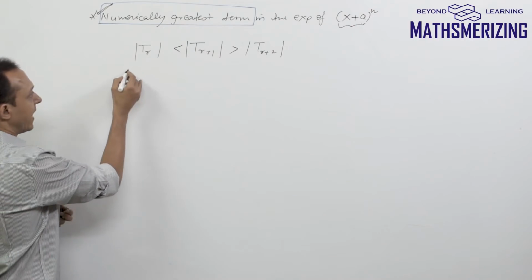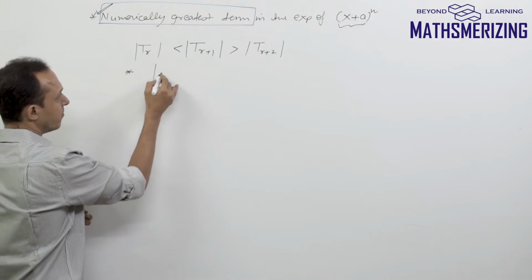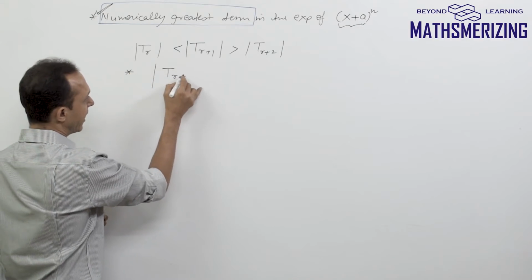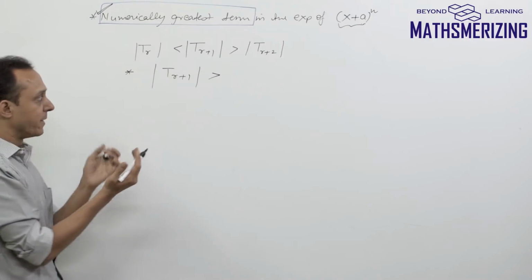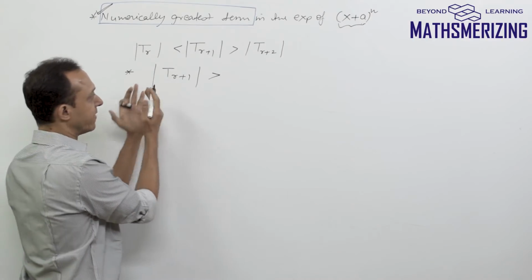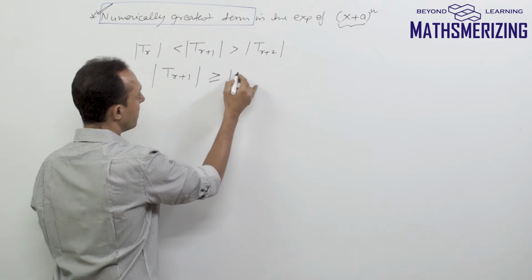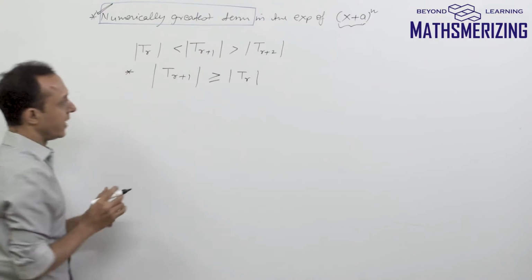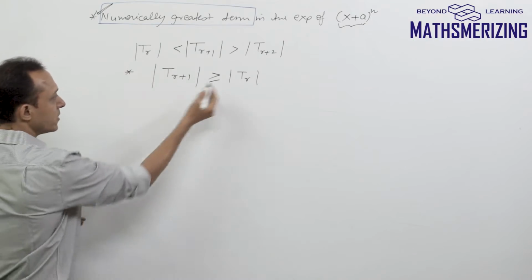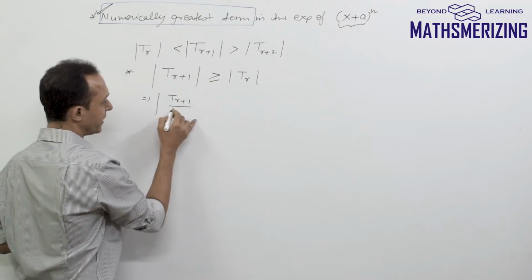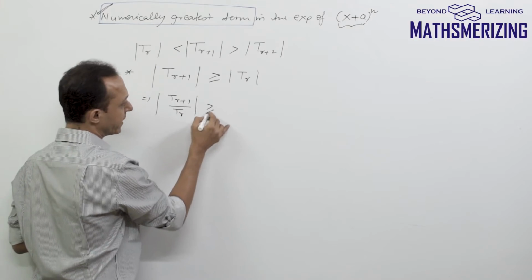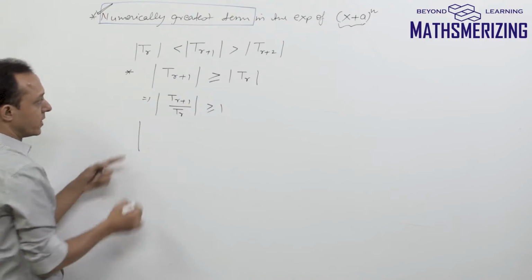So what I'll do is, I'll consider the value of mod of t(r+1), and it should be greater than, or maybe at times I may get an equality sign because two terms may have the same value, greater than or equal to mod of t(r), and we want to simplify this condition. So I can also write it as mod of t(r+1) upon t(r), and it should be greater than or equal to 1. Now what is t(r+1)?